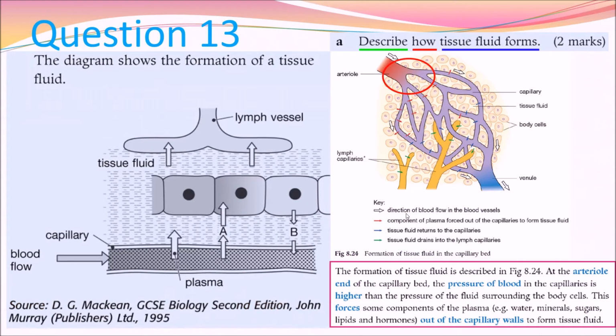And then question 13 is talking about the lymph, the formation of the tissue fluid. So we have the capillary here, we have the plasma, which is forced out to the outside of the capillary to form the tissue fluid. Then some chemicals will go to the body cells, some chemicals will go out of the body cells and back to the capillaries, and then some of the tissue fluid will go back to the lymph vessel and then finally join the blood circulation again.